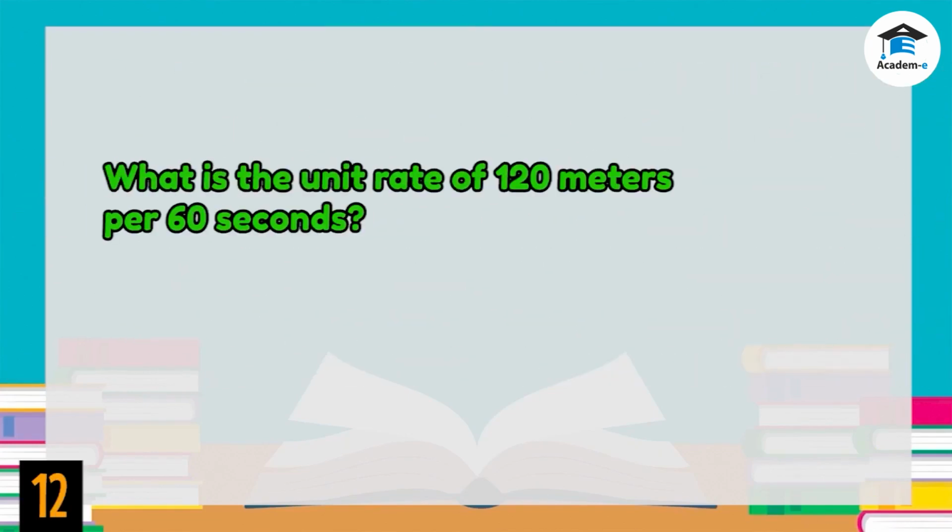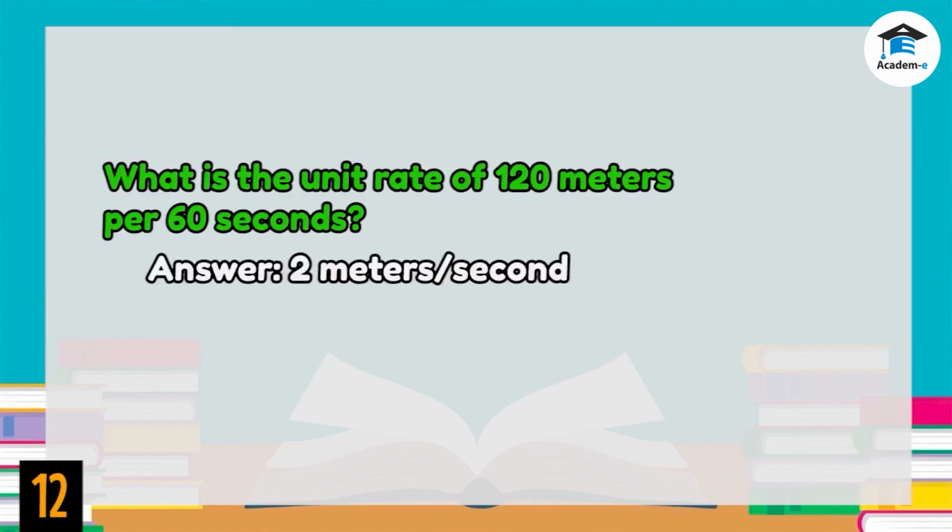What is the unit rate of 120 meters per 60 seconds? Answer. 2 meters per second.